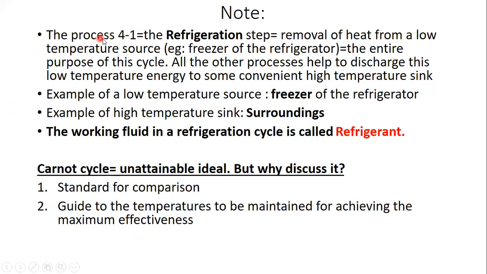Then some important notes. The process 4 to 1 is the refrigeration step, meaning removal of heat from a low temperature source, for example the freezer of our refrigerator. This is the entire purpose of this cycle.